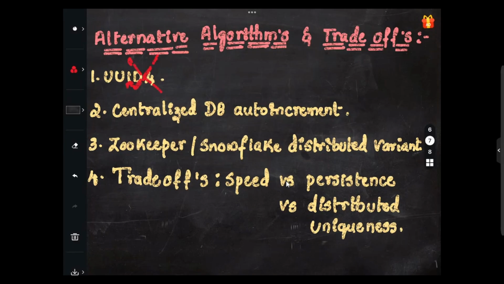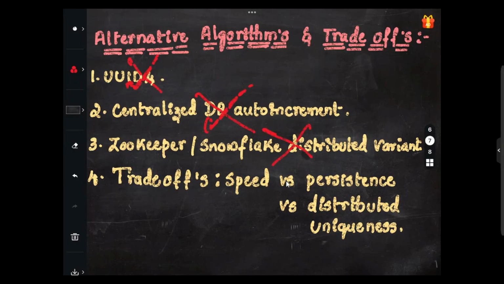So this is fine. Next, let's move on with a centralized database auto increment, right? So this is persisted basically, but it can cause higher latency. So this is fine. The third one here would be the Zookeeper or Snowflake distributed variant, right? So this is fully distributed, but the setup will be complex here.